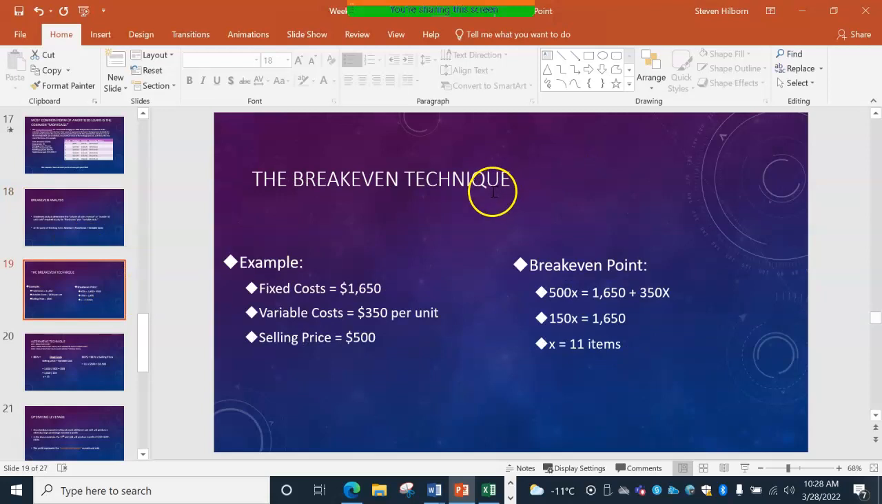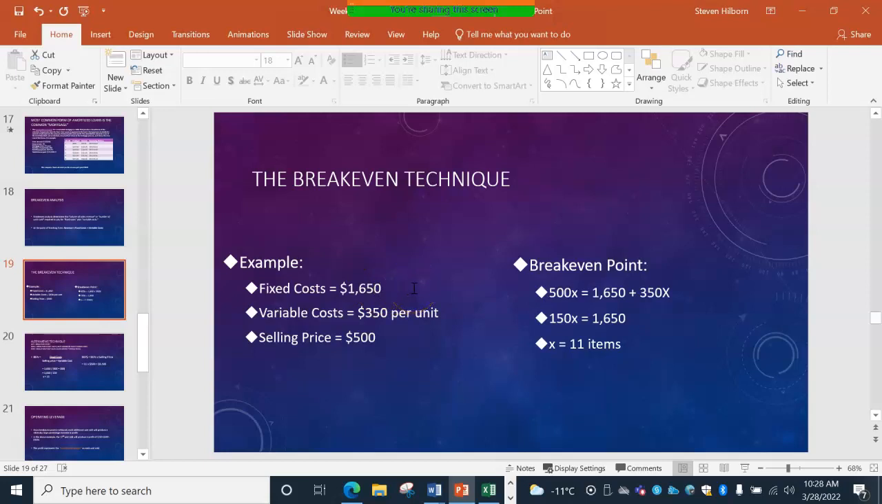So the break-even technique. Here we look at a fixed cost of $1,650. We know that regardless, we're always going to have to pay $1,650. And then the variable cost is $350 per unit. Our selling price is $500. So it costs us $350 per unit, we sell it for $500, and we have a fixed cost of $1,650.